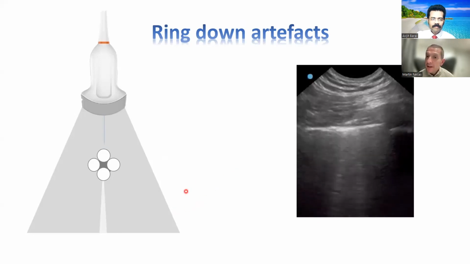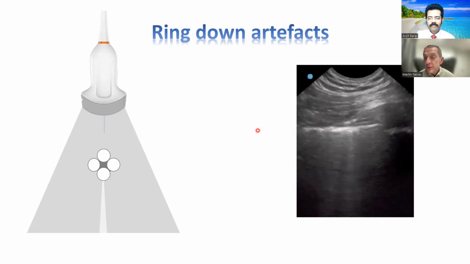So the artifact you're showing here is probably a set of B lines of a lung ultrasound, and this is sometimes referred to as reverberation or rockets or comet tails, but it's actually ring down artifact. And ring down artifact is distinguished from reverberation in that it goes all the way down the image.